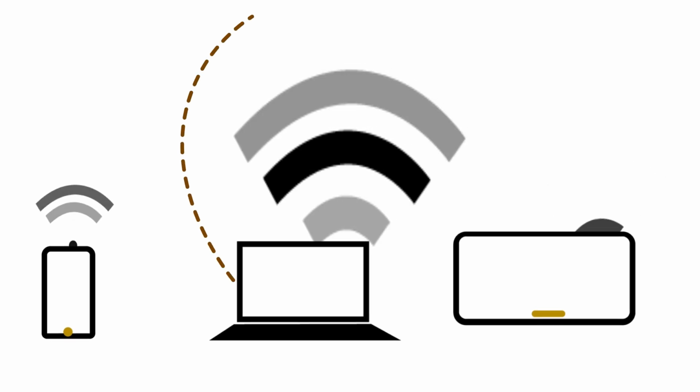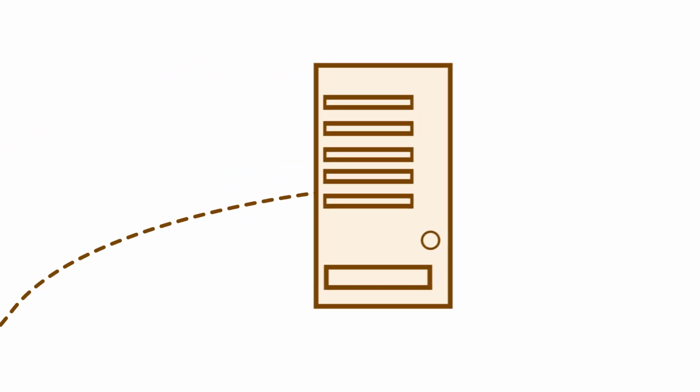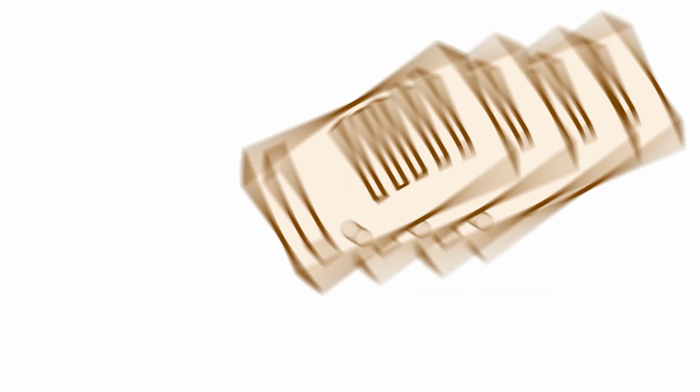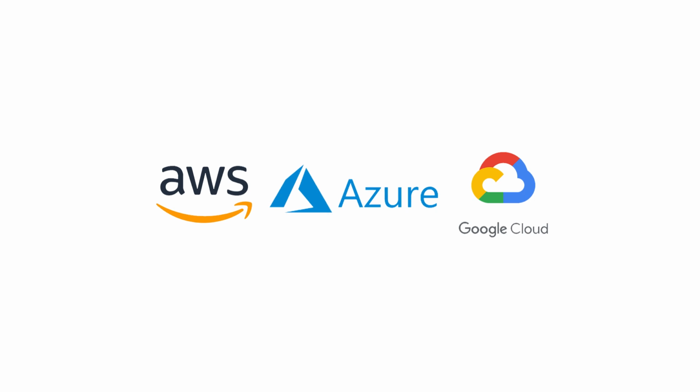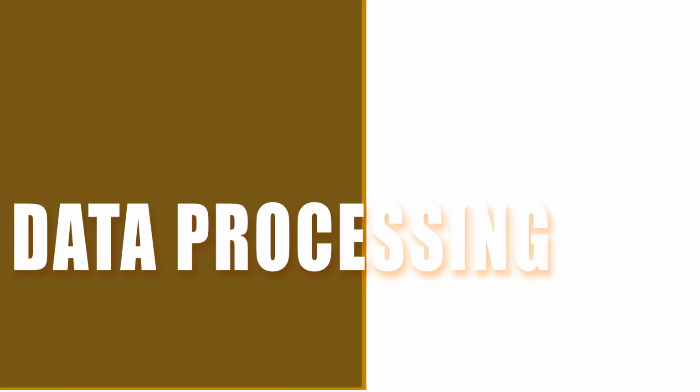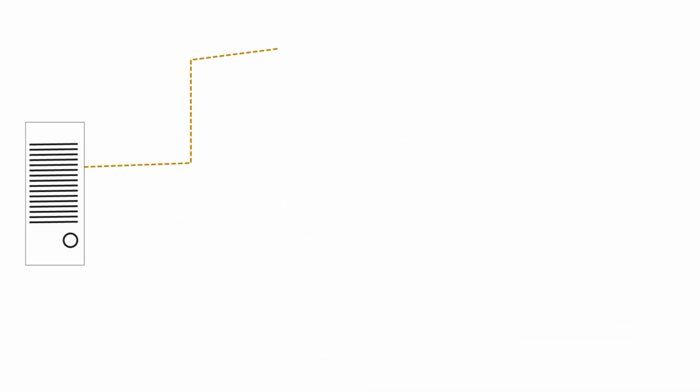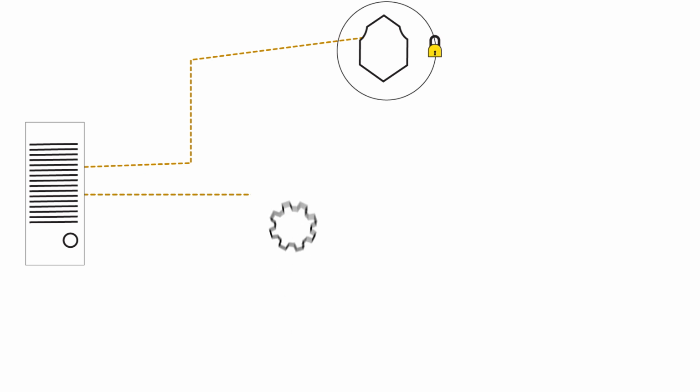The request travels through the internet to a remote cloud server located in a data center. This is facilitated by the cloud service provider, such as AWS, Microsoft Azure, or Google Cloud. Then, data processing. The cloud server processes the request. For example, if it's a file upload, the data is stored securely. If it's an application request, the server runs the application.